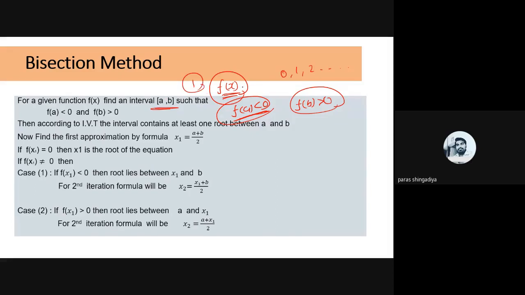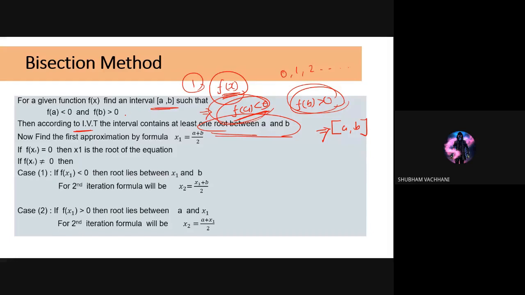Consider the f(x) that is already given in the question, and then predict one interval a, b such that f of a is negative and f of b is positive. That is an easy task. Then according to the IVT, the intermediate value theorem, the interval contains at least one root between a and b. So by using the IVT we can say that there exists one root in this interval, and that is our required answer. We have to find that. So how can we find this root?